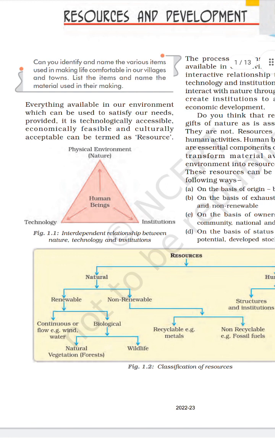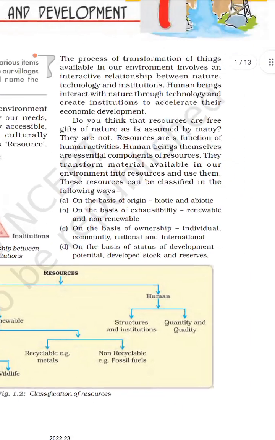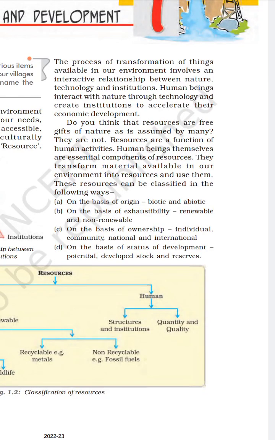Human beings, physical environment, that is nature, technology, and institutions. The process of transformation of things available in our environment involves an interactive relationship between nature, technology, and institutions. Human beings interact with nature through technology and create institutions to accelerate their economic development.